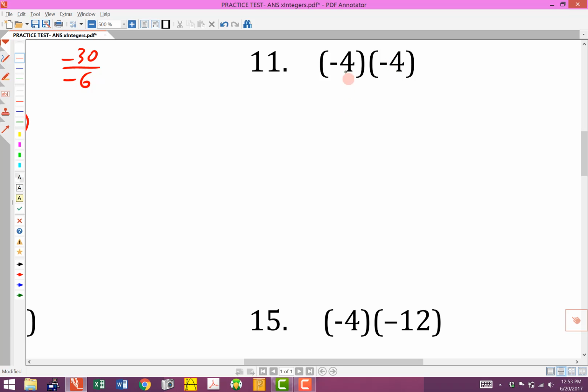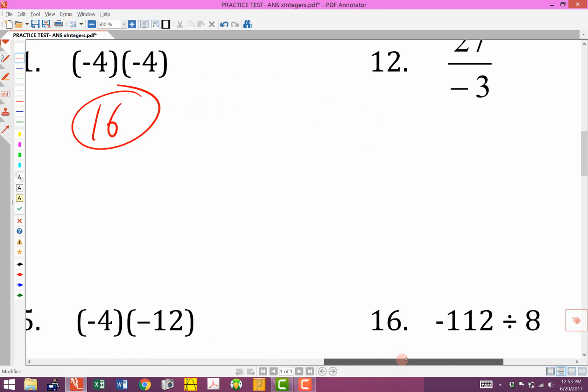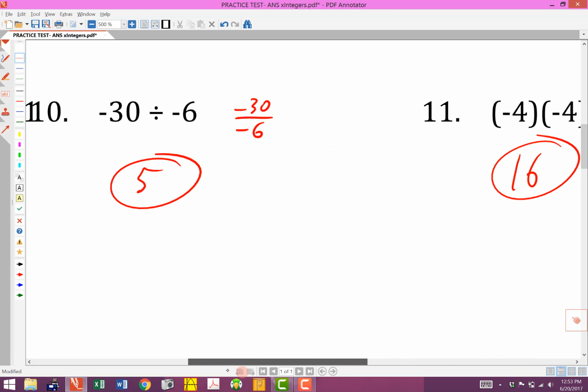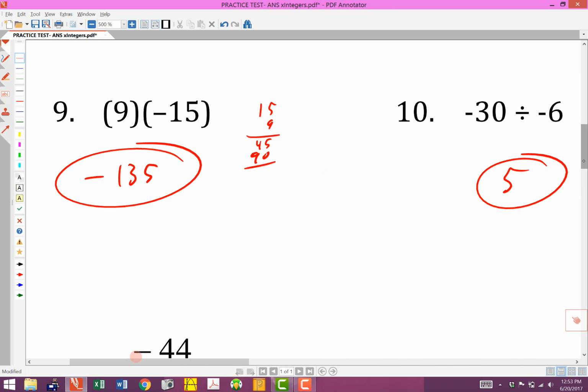Negative times a negative is a positive, and 4 times 4 is 16. Really not much work to show on that one. Let me slide this up. Okay, here's our horizontal fraction bar. We've got a positive divided by a negative, so the answer is going to be negative. And 27 divided by 3, hopefully you got those times tables memorized so you can do that really quickly. So negative 9.